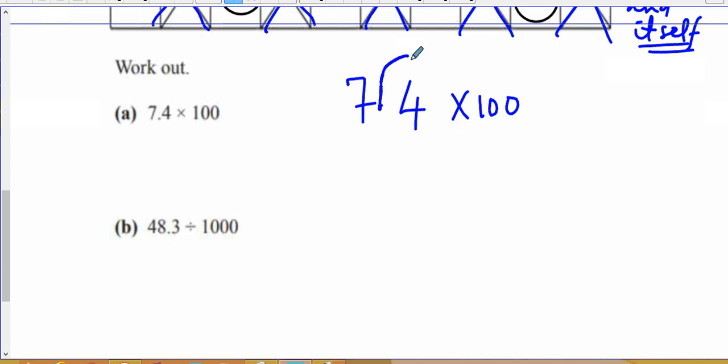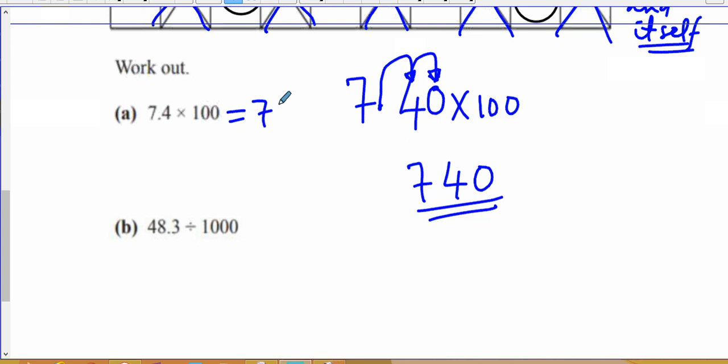Okay. One step is ending on four. You have to move one more step on the right, and that ends on no number. So what we do? Put a zero. So the answer is 740. This is the answer. So the answer over here is 740.